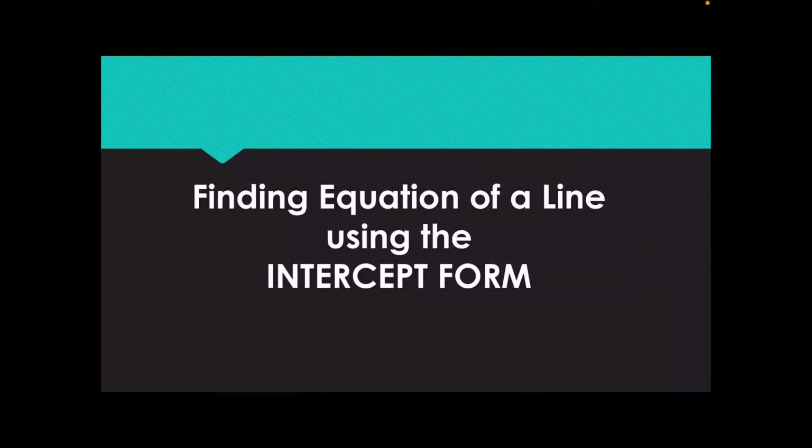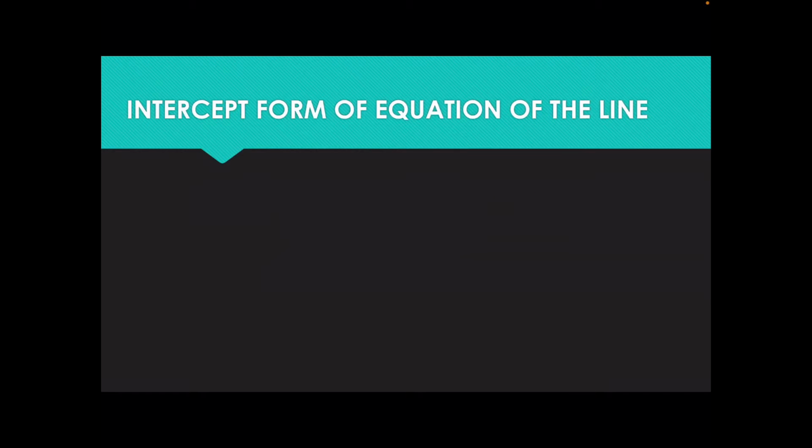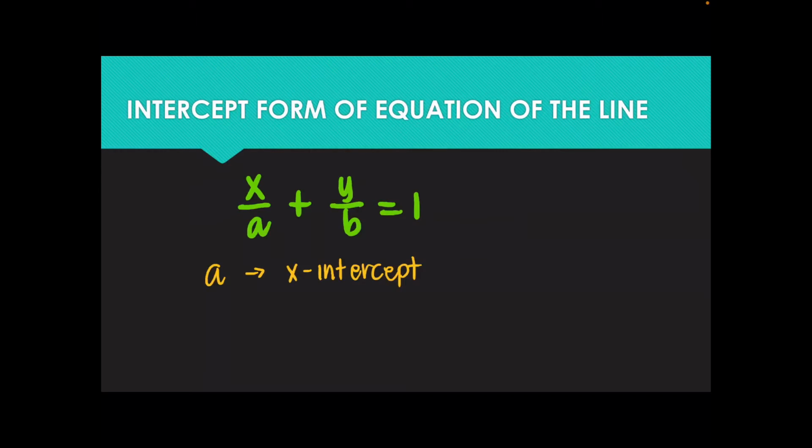Good day, guys. So today we will discuss how to find the equation of the line using the intercept form. Okay, so what is the intercept form of the equation of the line? It is written in the form x over a plus y over b is equal to 1. a here is the x-intercept.